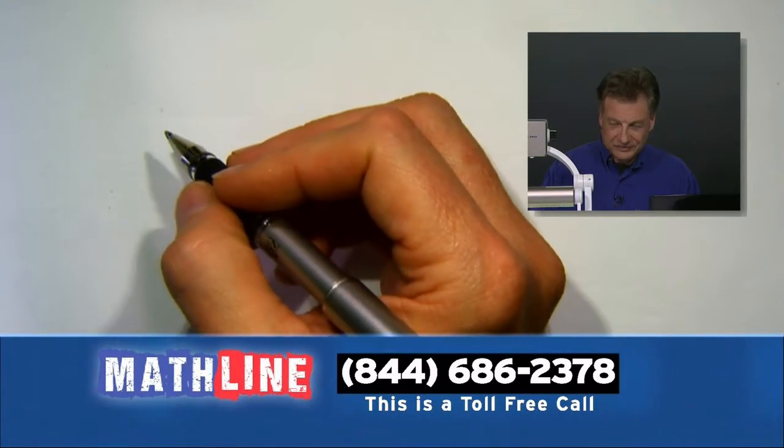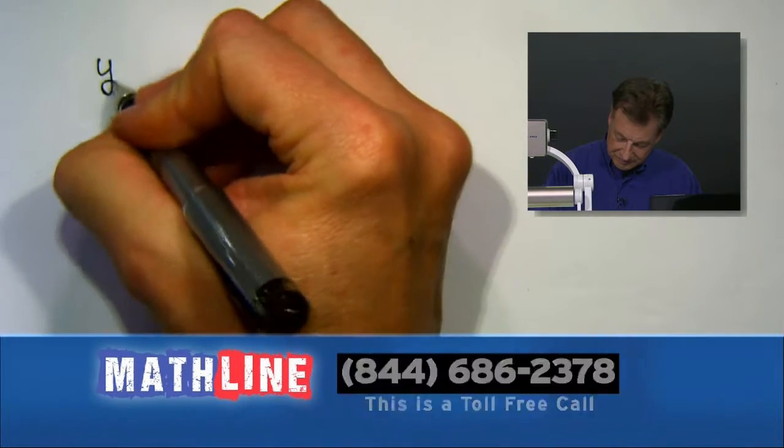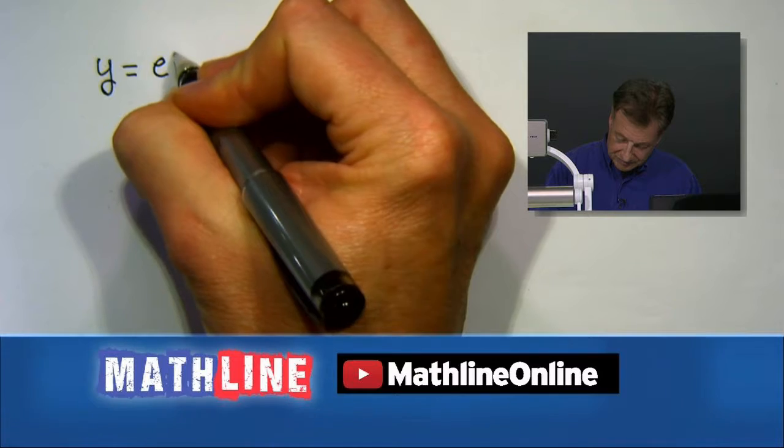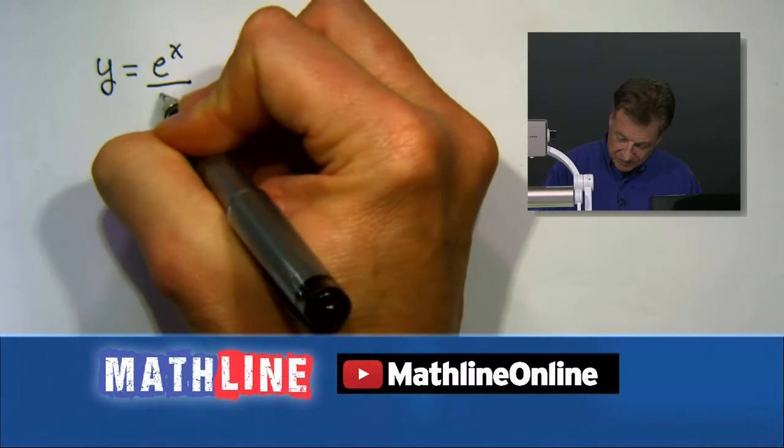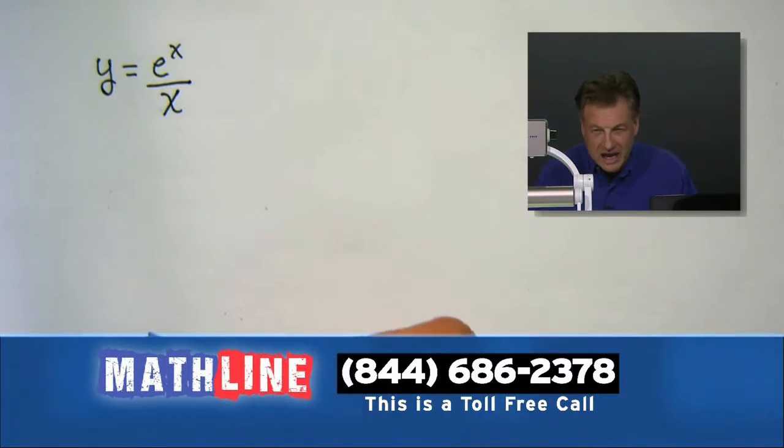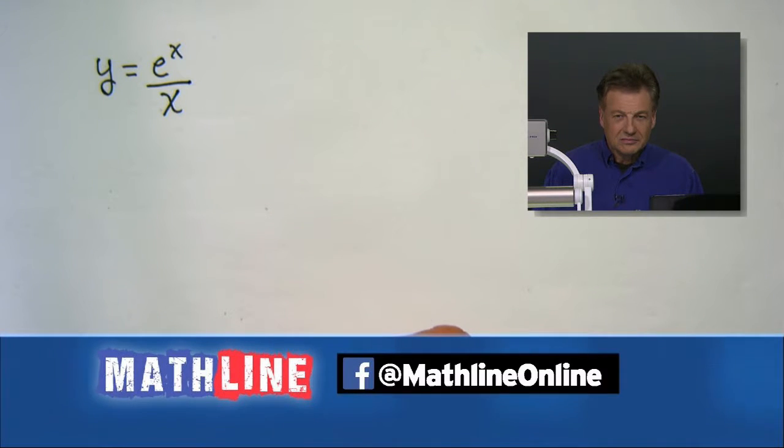The problem is y equals e to the x over x. And I'm needing to find the relative min. I found the max, which doesn't exist, but I cannot find the min.